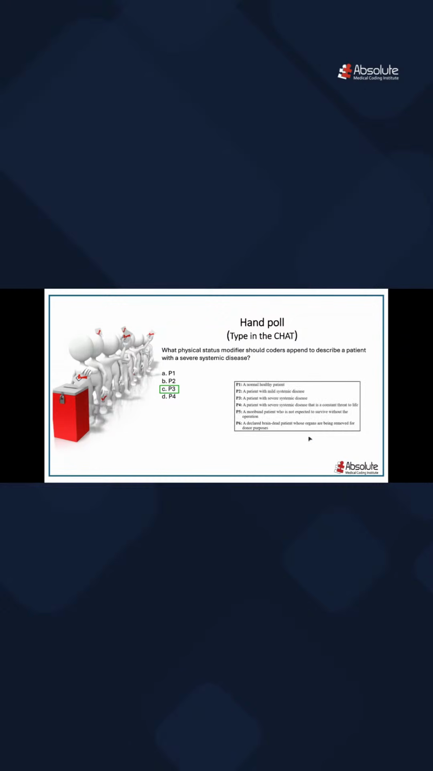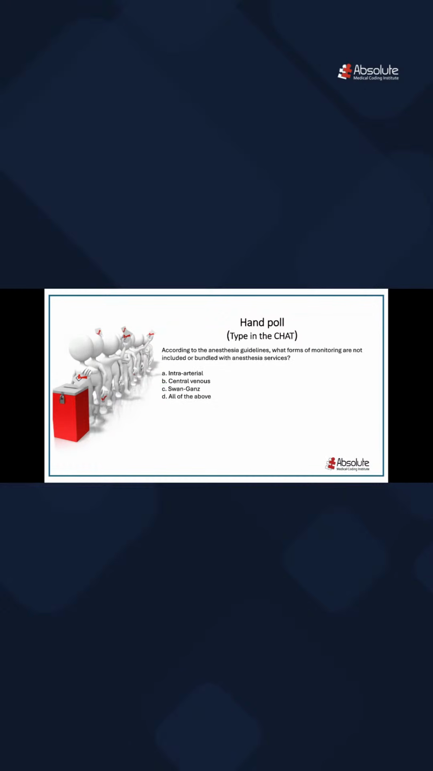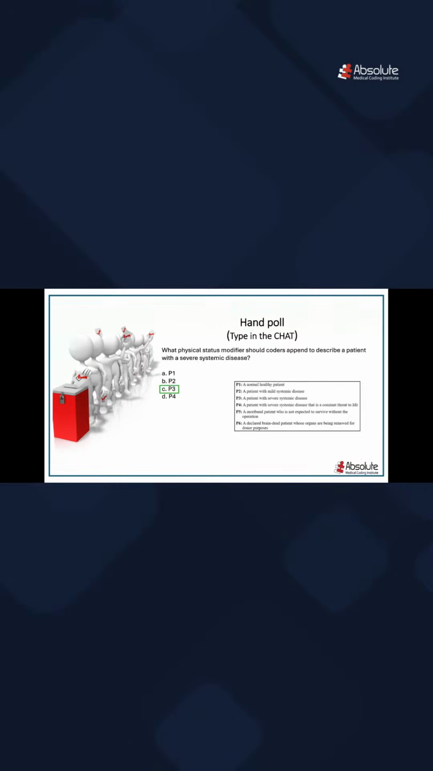The patient with severe systemic disease. I remember from the last scenario that one option was severe systemic disease, and the other was severe systemic disease with a constant threat to life. So this is how practice helps us in remembering as well. Just by doing that scenario, it suddenly came to my mind. Great, so keep on practicing, coders. Let's move on to the next one.